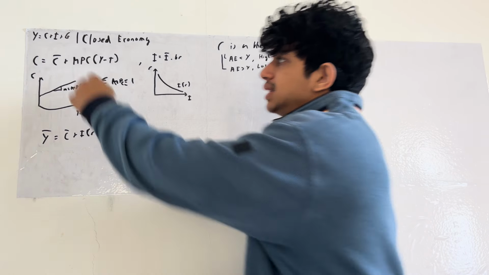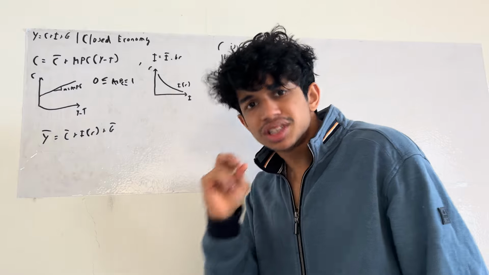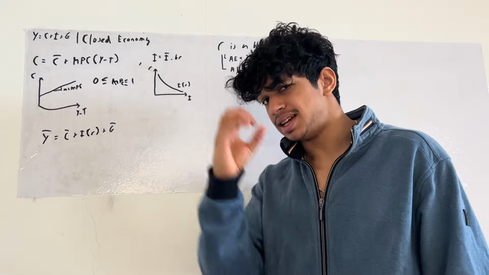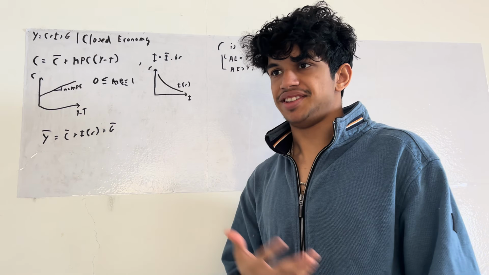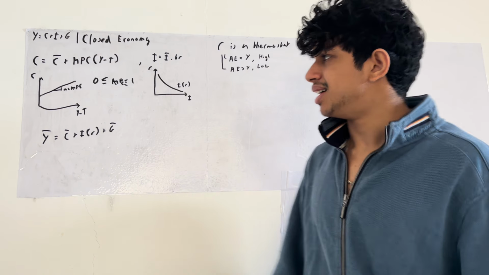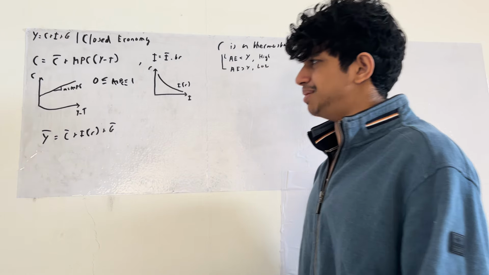You get the point. Autonomous consumption is how much you consume when disposable income is 0. You still have to buy necessities and you have to pay something. I don't know. I'm not going to give you an example right now. I'm a little bit exhausted.